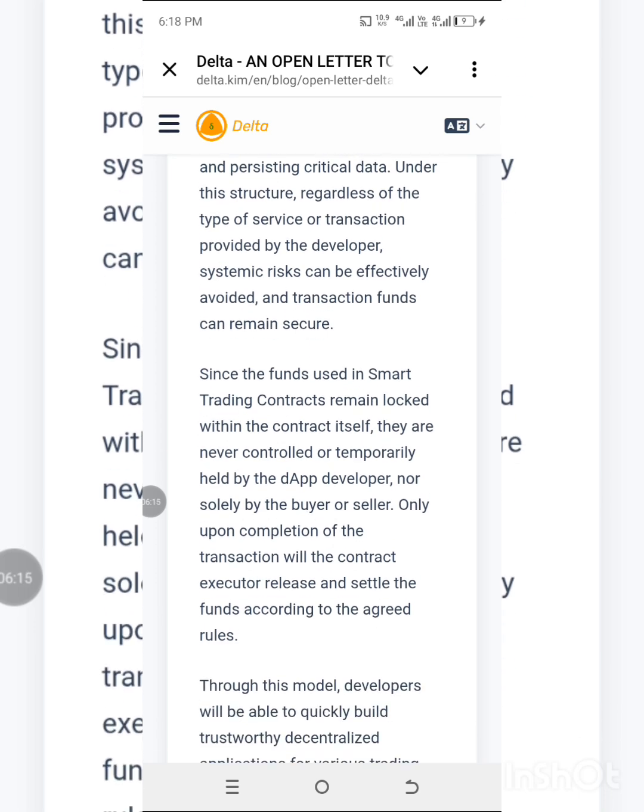Since the funds used in smart trading contracts remain locked within the contract itself, they are never controlled or temporarily held by the dApp's developer, nor solely by the buyer or seller. Only upon completion of the transaction will the contract executor release and settle the funds according to the agreed rules. Agreed rules, just like I've explained.